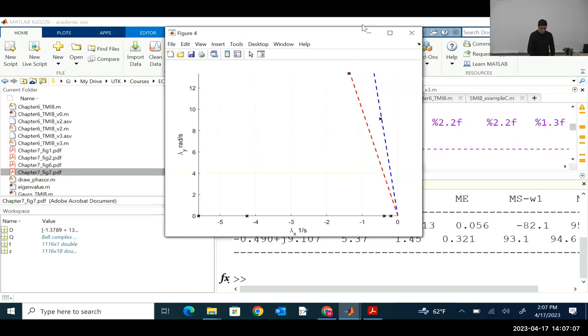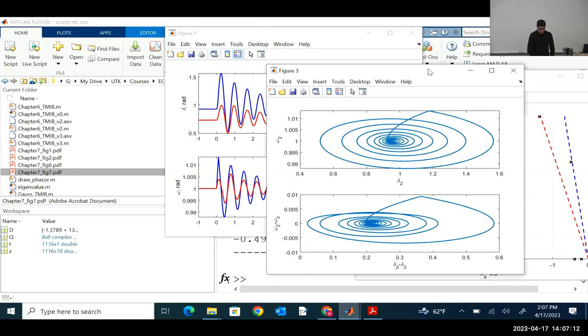So that's the plot. We already have that. This is the plot in a subspace of the phase plane. What is the dimension of the phase plane here? In the total phase plane, how much? 8. We have 8 state variables. So it's in 8 dimensional space. But here we're looking just at a part of that subspace.